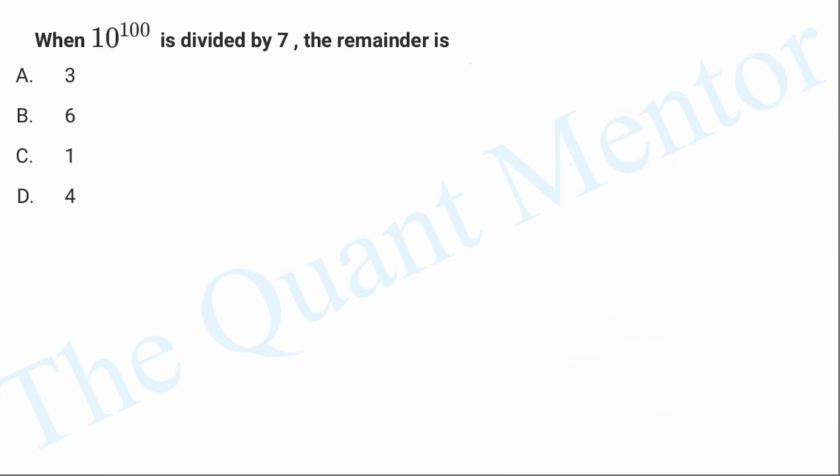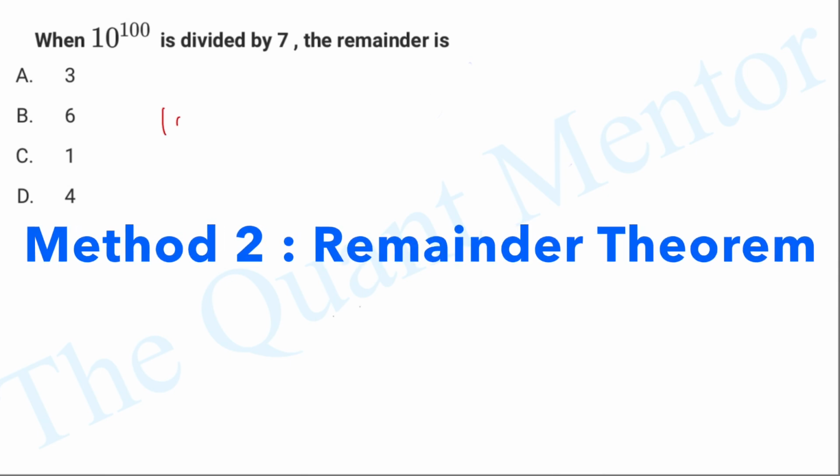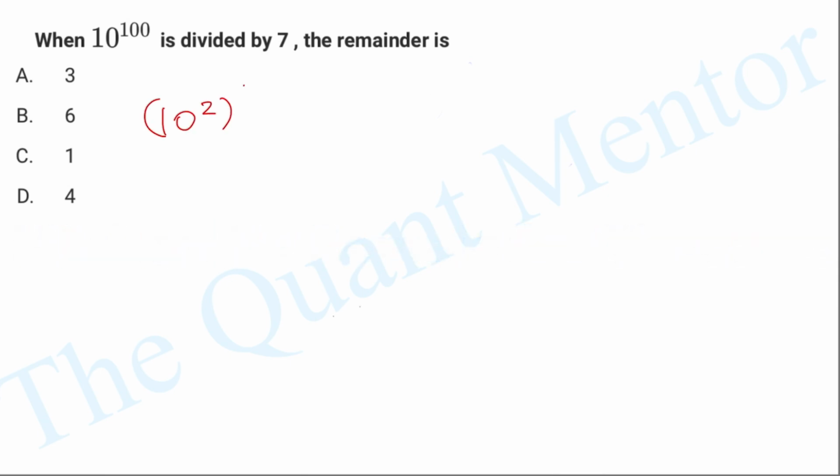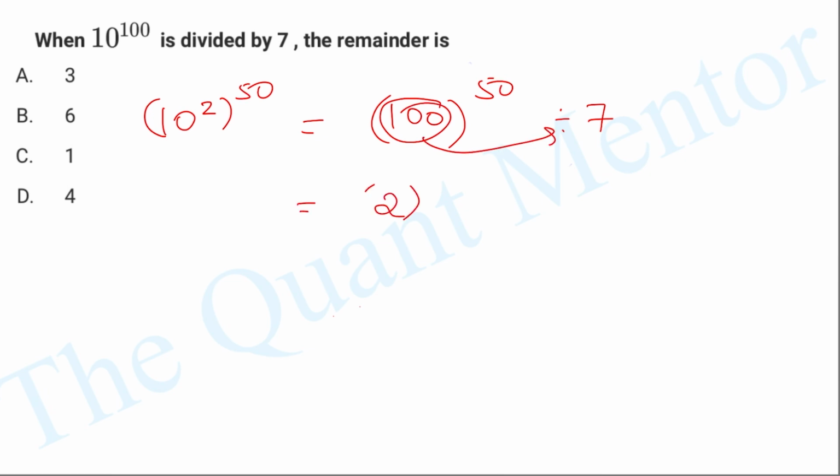So this is how we can conventionally solve this question. There are many more ways out. You can start by taking 10 raised to 100 as 10 raised to 2 the whole raised to 50 also. This becomes 100 raised to 50 divided by 7. If I divide 100 by 7, my remainder will be 2. So the question changes to 2 raised to 50 divided by 7.